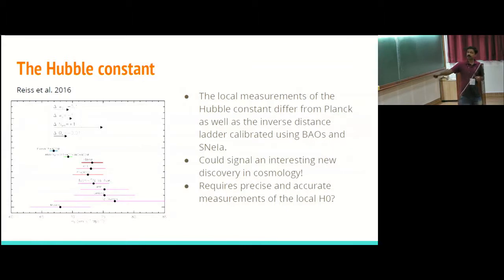So here's a plot from Riess et al. 2016. The y-axis doesn't mean much. The x-axis shows you the Hubble constant measurement. Okay? So the measurement from Riess et al. is here. Okay? So this is about 73, 74. And then you are seeing different kinds of measurements. So these are mostly local probes. And then these measurements here are the cosmic microwave background results.